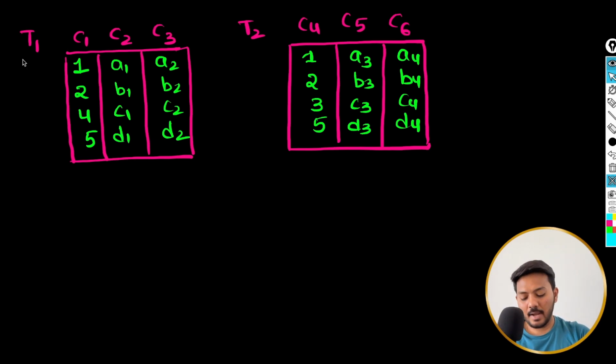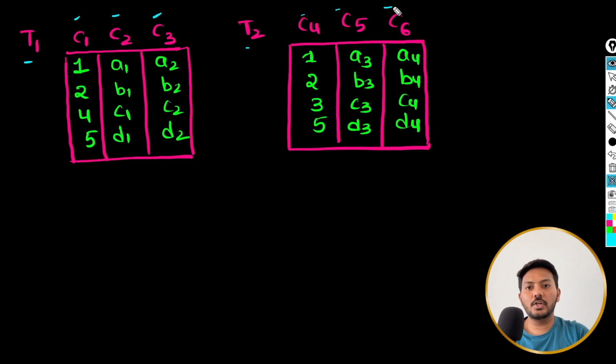So let's assume I have two tables T1 and T2, and T1 contains three columns C1, C2 and C3, and T2 contains three columns C4, C5 and C6. And I have very small amount of data. I have taken these dummy tables such that it will be easy for me to explain and easy for you to understand as well how joins work.